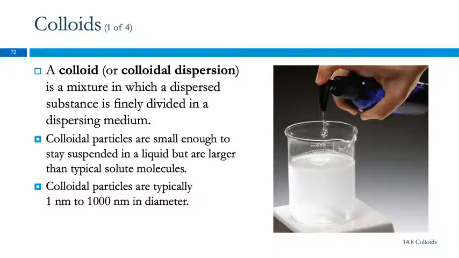And so typically a colloidal suspension is going to be somewhat cloudy in appearance, unlike a solution that you can see straight through because the particles are so small. These particles are typically like 1 nanometer to 1,000 nanometers in diameter. And so the wavelength of visible light falls within that range, and so these are going to affect light passing through.